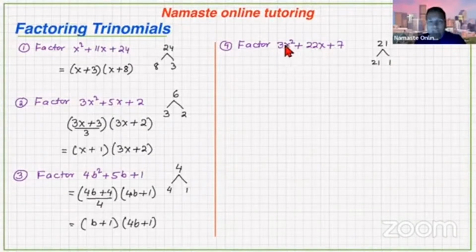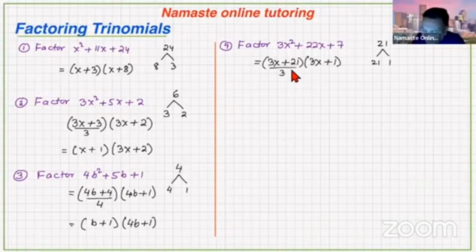Now in order to write the factors, here we have a 3x squared. So our first term will be 3x. So we write it like this: 3x plus that first number 21, and then 3x plus the second number, which is 1. In the second parenthesis, we don't have anything common, but in the first one, there is a common factor of 3. So we divide it by 3. So that is equal to x plus 7 multiplied by 3x plus 1.